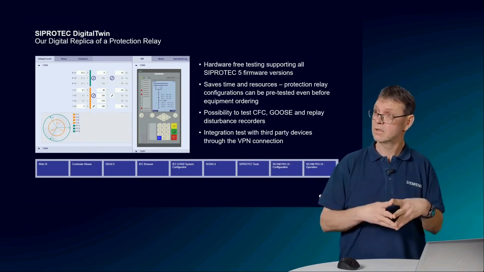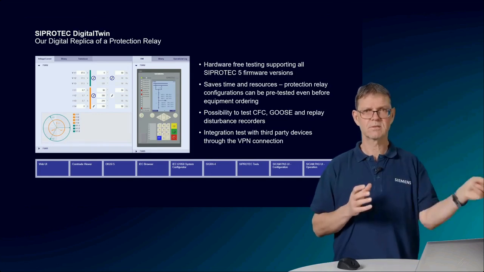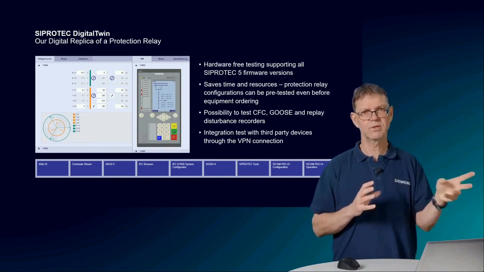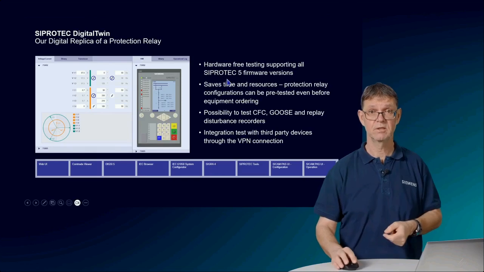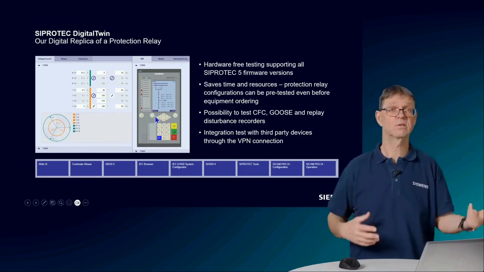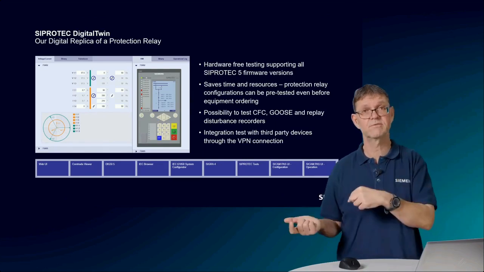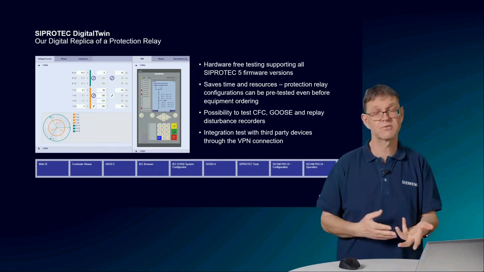You can test GOOSE signals coming from one relay to the other relay. In that case, you activate several relays, as many as you need, and then you can test the GOOSE signal. So if a signal that is created in one relay arrives at the other relay, that this configuration is fine.